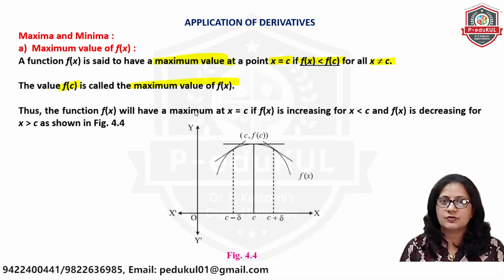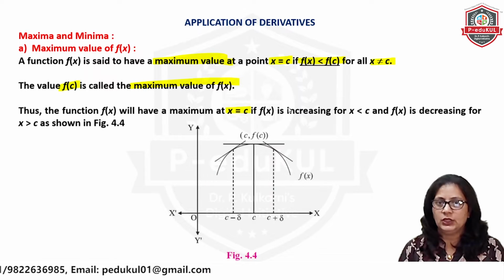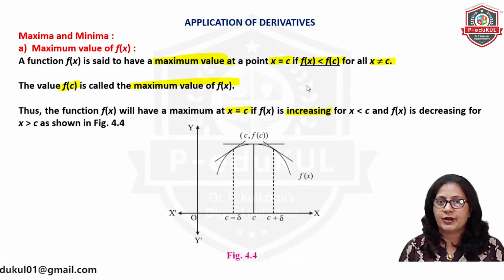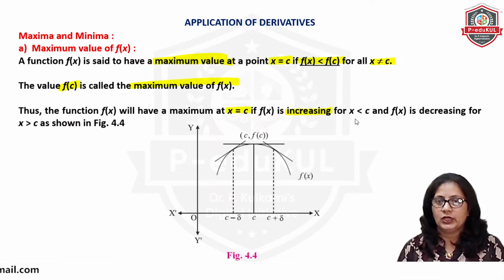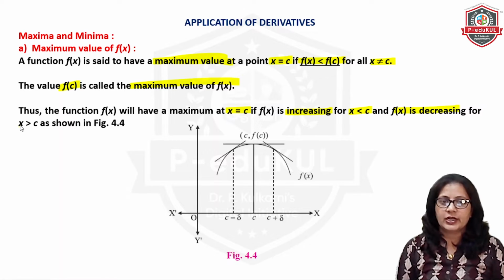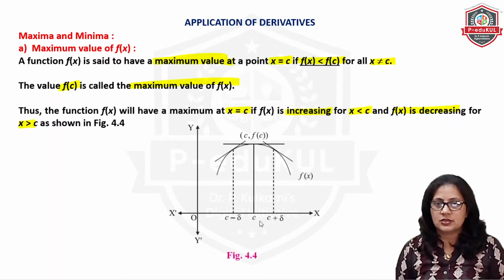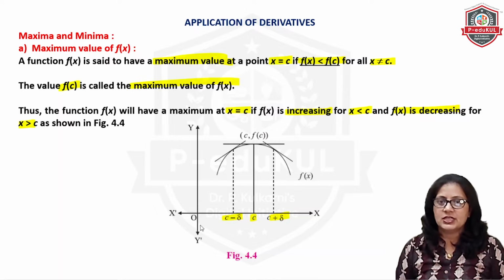The function f(x) will have a maximum at x equal to c if f(x) is increasing. When f(x) is increasing, f dash x is greater than 0, for x less than c, and f(x) is decreasing for x greater than c. Let's see the figure. Here you can see that this is a value chosen for x, and then c minus delta and c plus delta are the neighborhood values we are considering. One is more than c and one is less than c, and then you check the values on the graph.